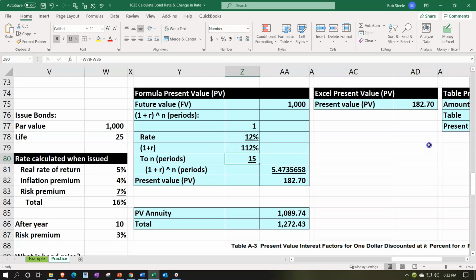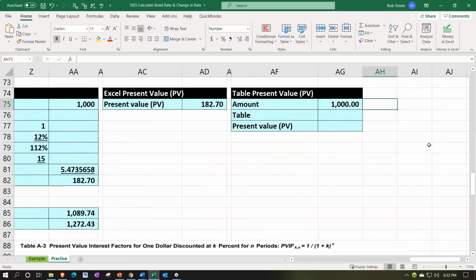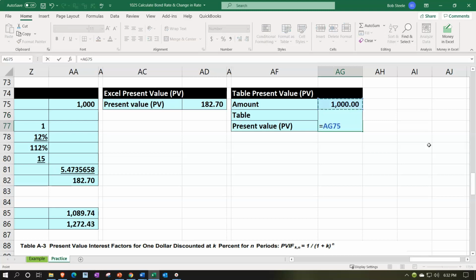0.1827, and then we'll take the 1,000 times the 0.1827. We get the 182.70 again.